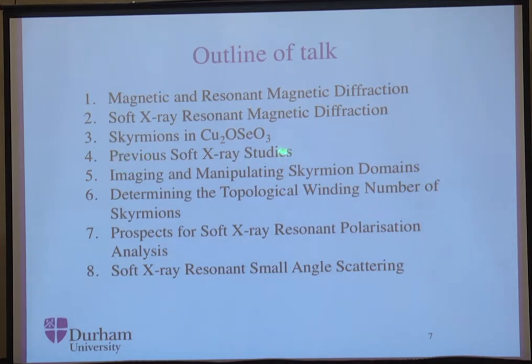And I'll go through the previous soft X-ray studies of copper oxyselenite, as well as our work on how to image and manipulate skyrmion domains. I'll try and explain how we can determine directly the topological winding number of skyrmions, and then give you some unpublished results on soft X-ray resonant polarization analysis, where we combined soft X-ray resonant diffraction and utilize the polarization properties of both the incoming and the scattered beams. And then finally I'll discuss the prospects for doing soft X-ray resonant small angle scattering as a generally applicable technique for the future.